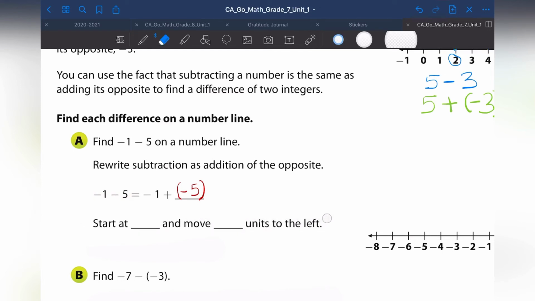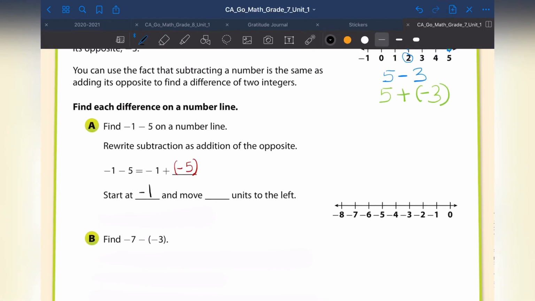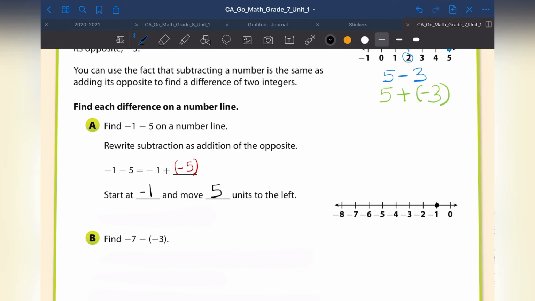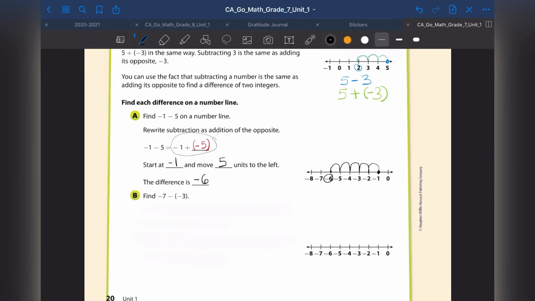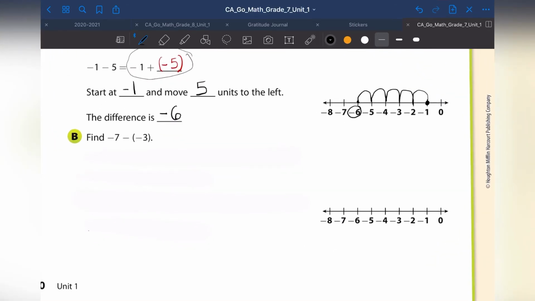So now start on your number line. You start at -1 because that is your first integer. So we are going to start at -1, and then we're going to move 5 units to the left. 1, 2, 3, 4, 5. We land at -6. So the difference is -6. Okay, the key is to first find the opposite by using rule number 1 and then using the number line to subtract.